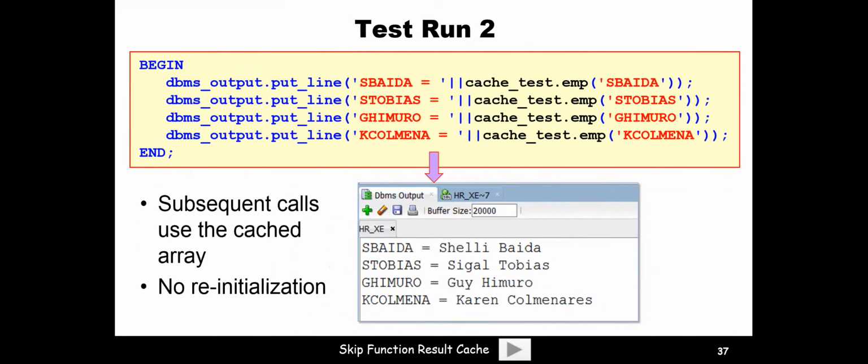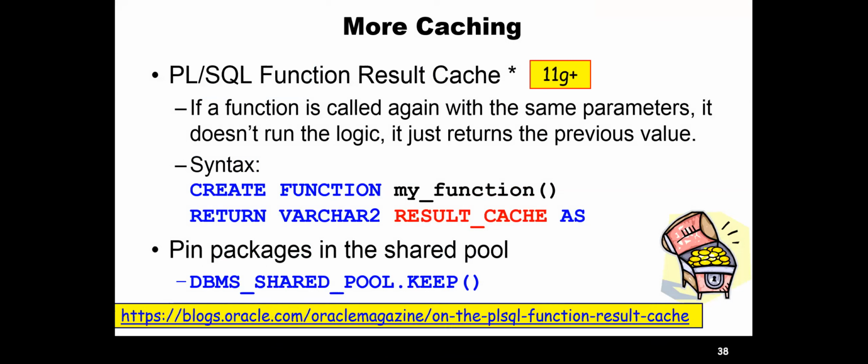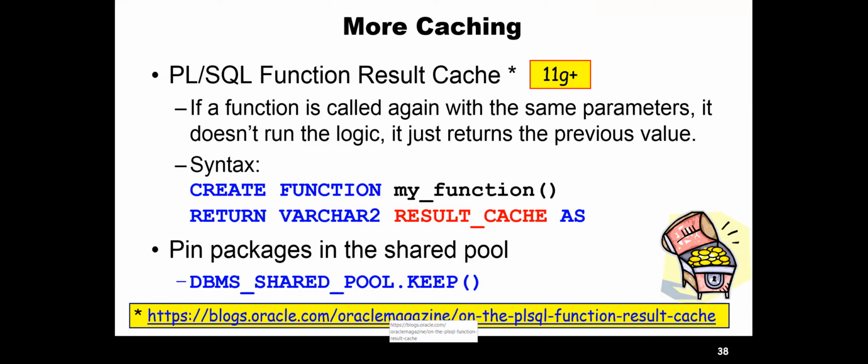Function result cache, do we have time for that? Yeah, let's just do a quick one here. In 11g plus, you can use the PL SQL function result cache, which is similar, but it's something that you don't have to code at all. You just put that syntax in when you're creating the function, and then it will return the same value without querying the database if that value has been queried before.